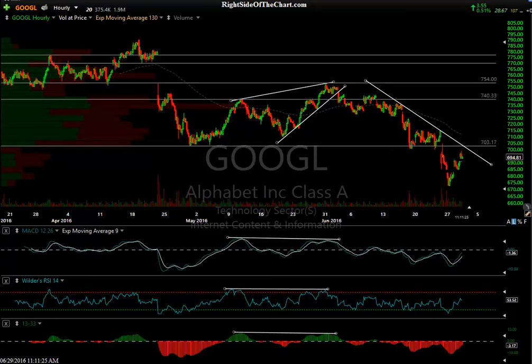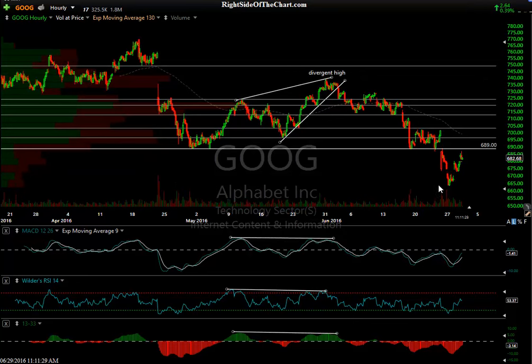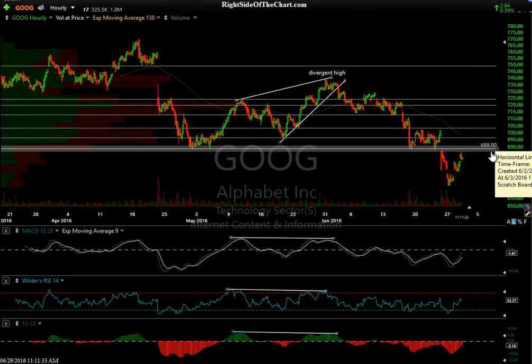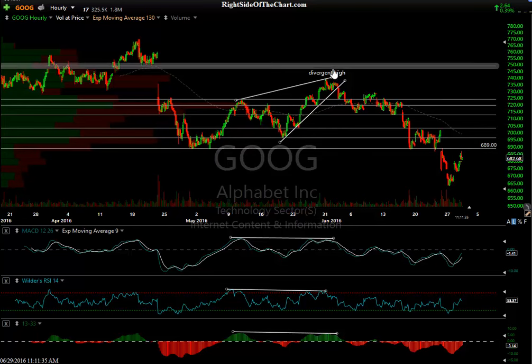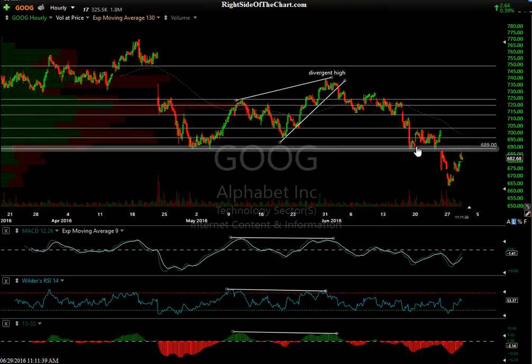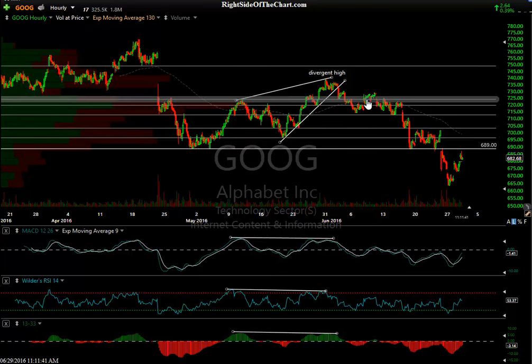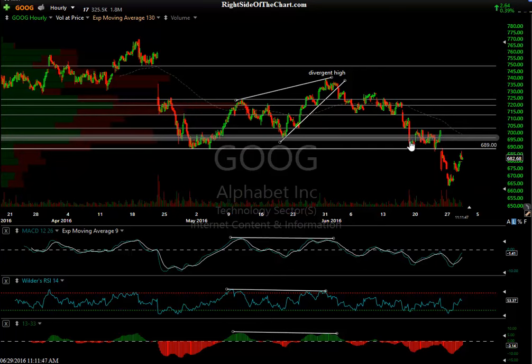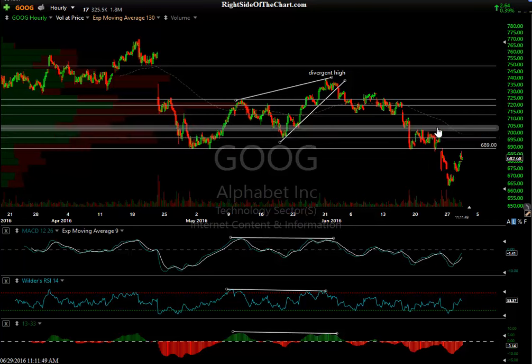So that's Alphabet Class A, and here's the other share class here. This is the one I've been tracking more recently, and look at that 689 level. We kissed it. This was a level. Remember, I had this rising wedge I pointed out recently. We broke down, hit every one of my pullback or bounce areas, the support zones, except this one we sliced through. And it's just behaved so well off these levels.